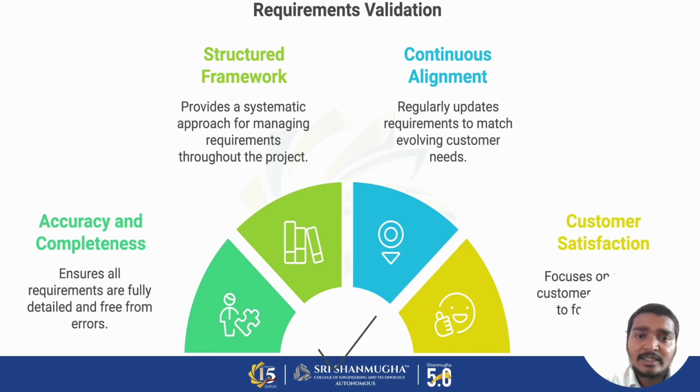So next we see requirement validation. First is accuracy and completeness: it ensures all requirements are fully detailed and free from errors. Next, structured framework: it should provide a systematic approach for managing requirements throughout the project. Next, continuous alignment: they regularly update requirements to match evolving customer needs. This is customer satisfaction. So requirement validation focuses on customer satisfaction, on what the customer needs in software development. The requirement gives the original value of customer need satisfaction.